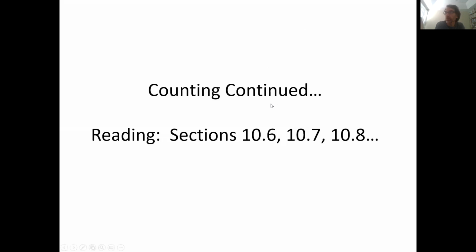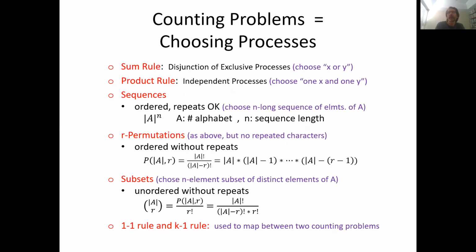So, counting continued, right? Like counting 10.5, 10.6, 10.7. That's the kind of counting we mean here. So we went over these processes last time, so I'm not going to go into depth here.